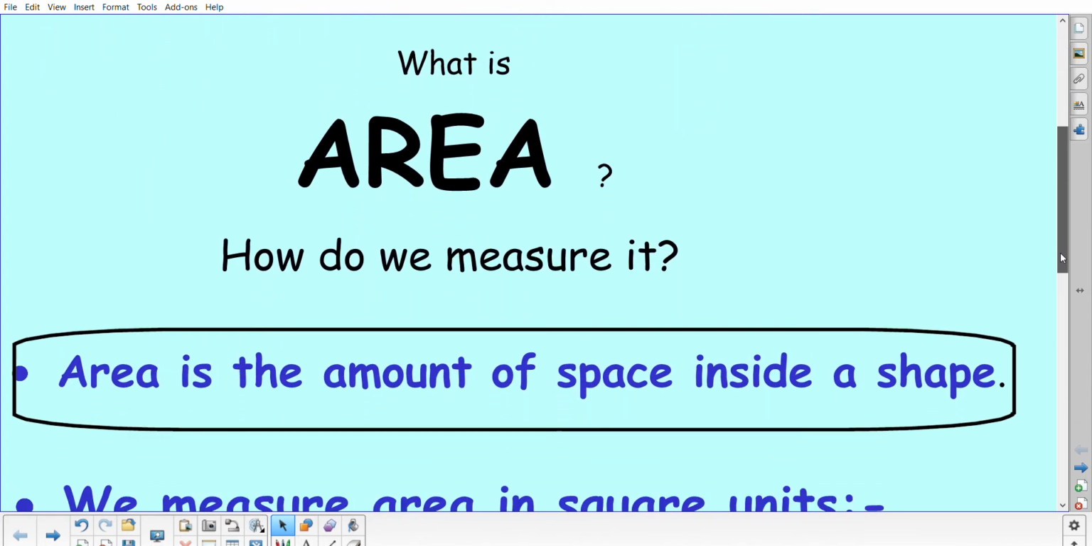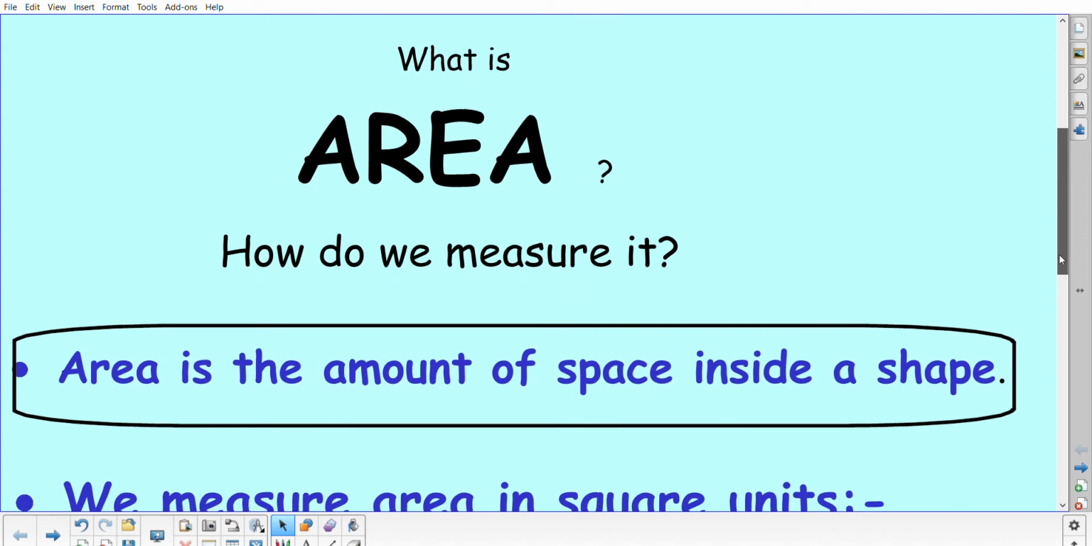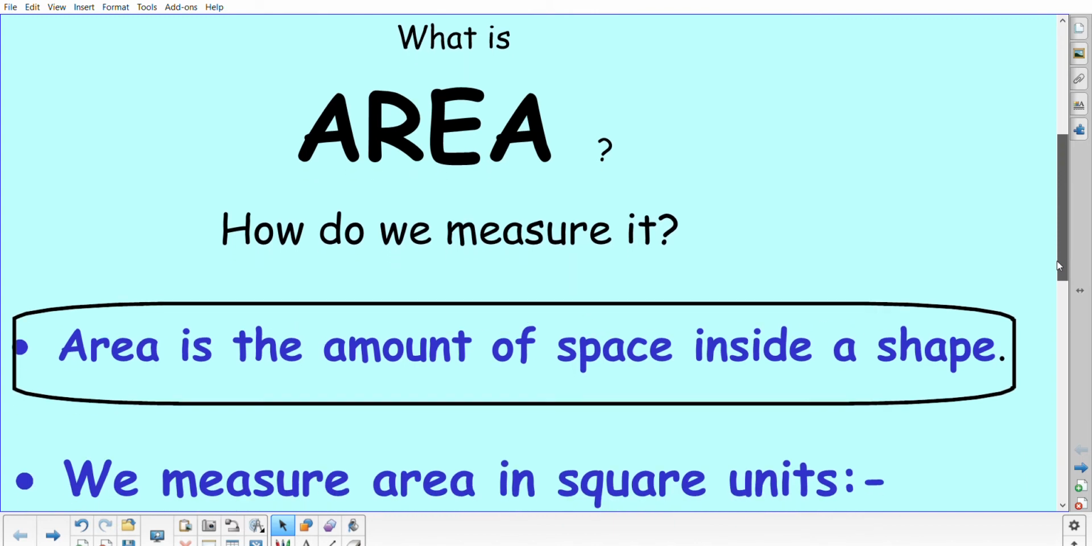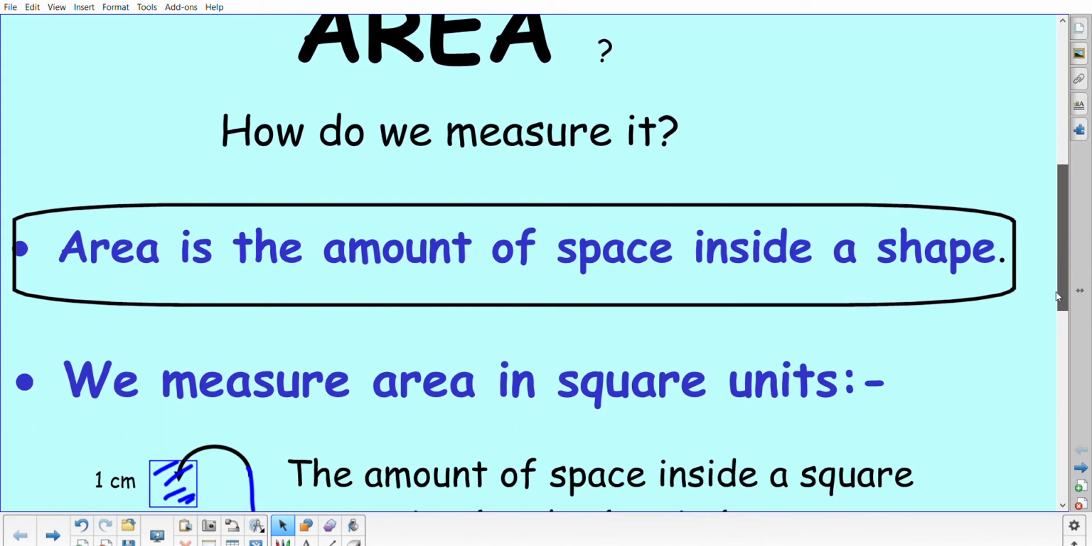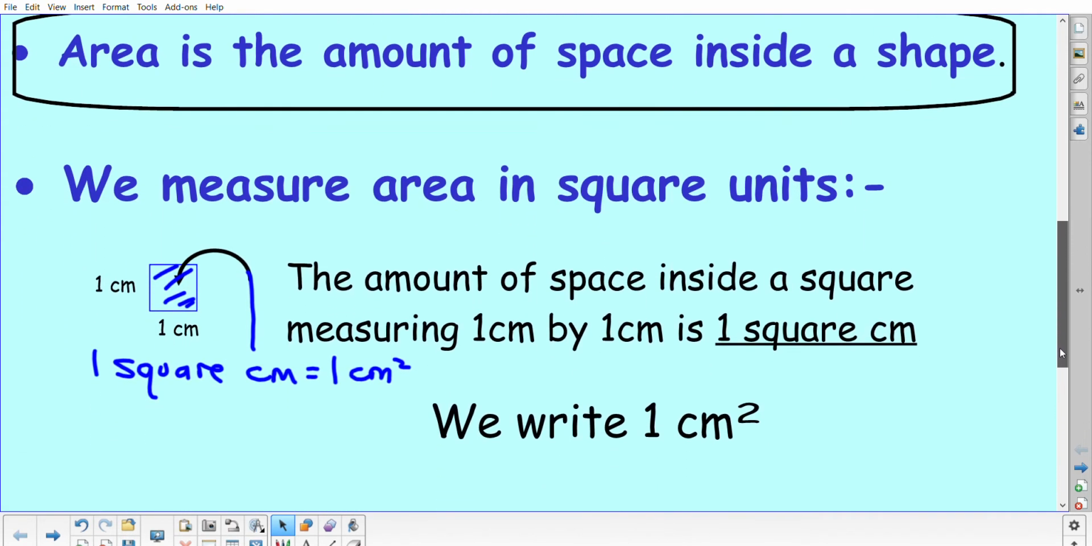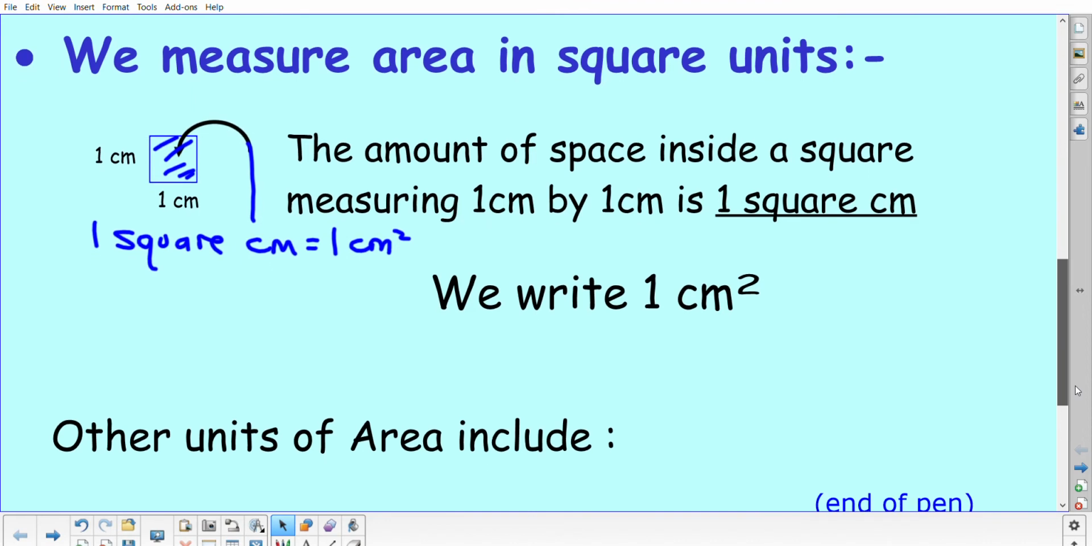So what is area? We have spoken a wee bit about this, but this is just going back over the work that we need to know. How do we measure it? Quite simply, area is the amount of space that is inside a shape. We always measure area in square units. We will mainly talk about square centimetres or square metres.